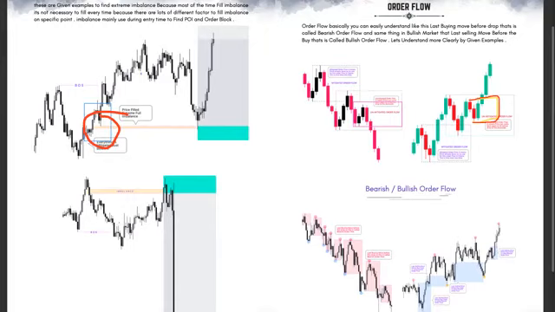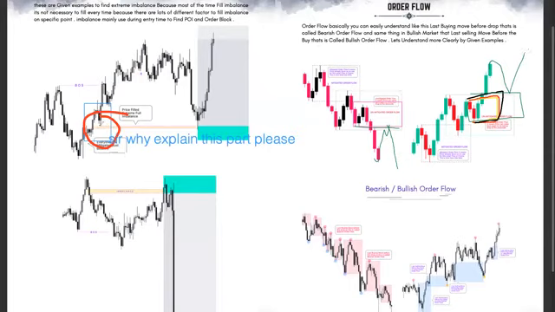Let me show you. For example, price again goes higher and mitigates this one. So this becomes mitigated. Correct. And this one is also unmitigated, because price has not tested this pullback.